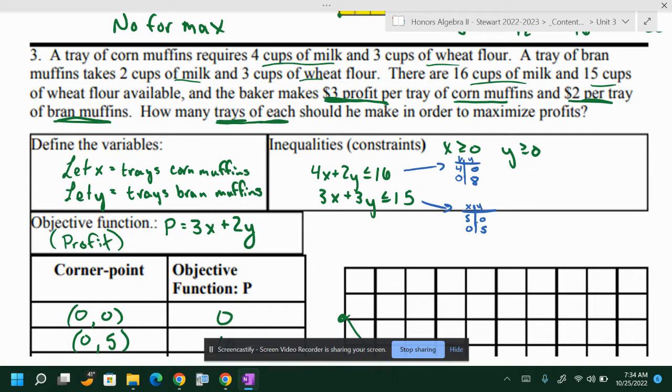First thing that we want to do is define our variables. In this situation, a lot of you are probably thinking, well, milk and wheat, those are the biggest things, the milk and the wheat flour, those are going to be our X and Y. But actually, if you read this last statement, we're looking for how many trays of each. The trays, not how much milk or how much wheat we have, because really, we know how much we have per tray of corn muffins and per tray of bran muffins.